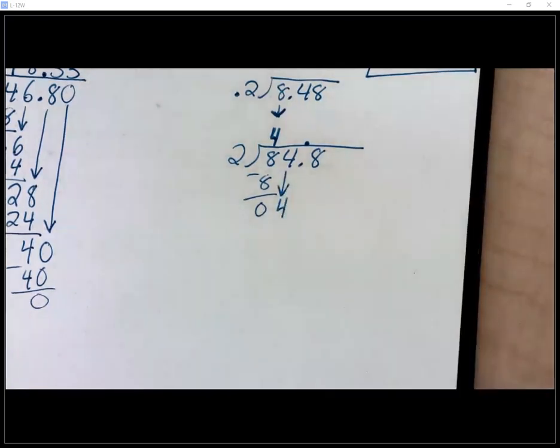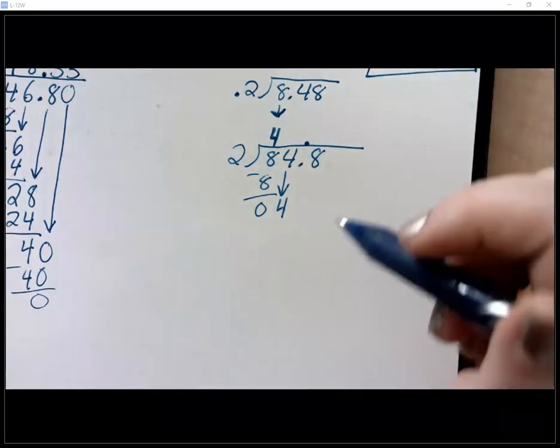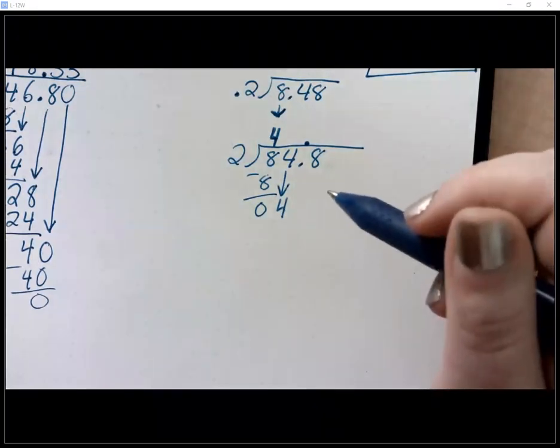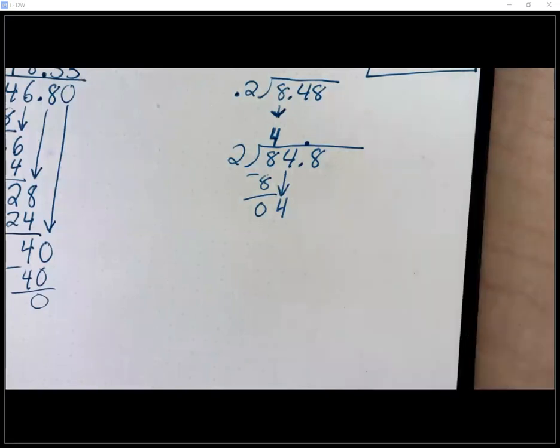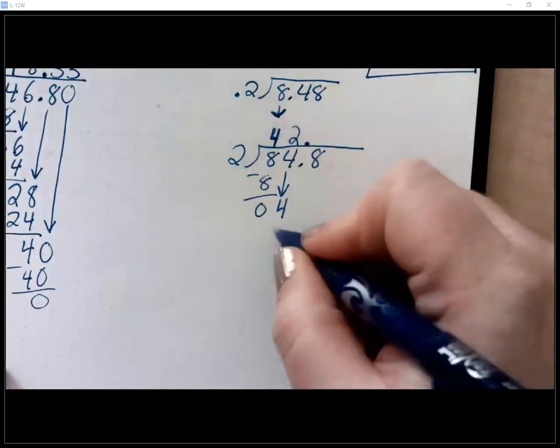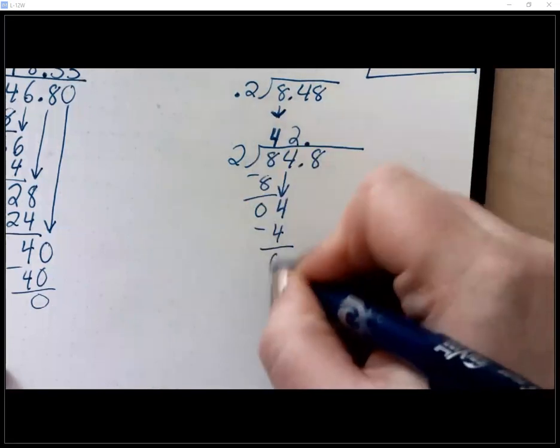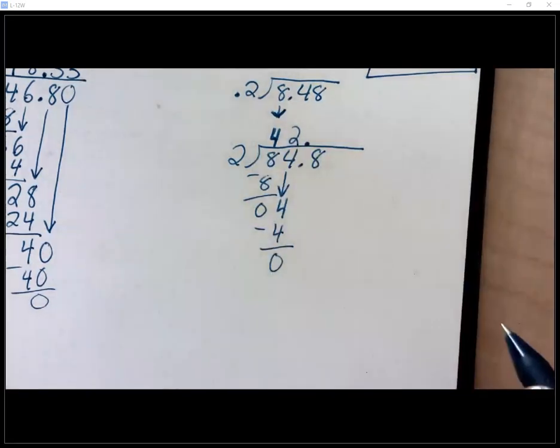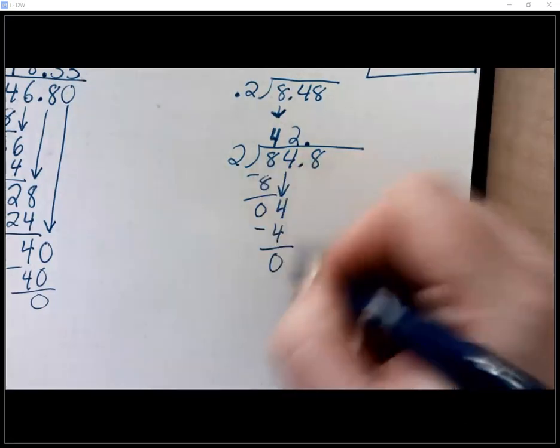How many times does 2 go into 4? 2. So I put the 2 up top. 2 times 2 is 4. This is what I meant when I said that this one works out almost too nicely. They all kind of just work out. That one's gone. Drop down the last number, 8.